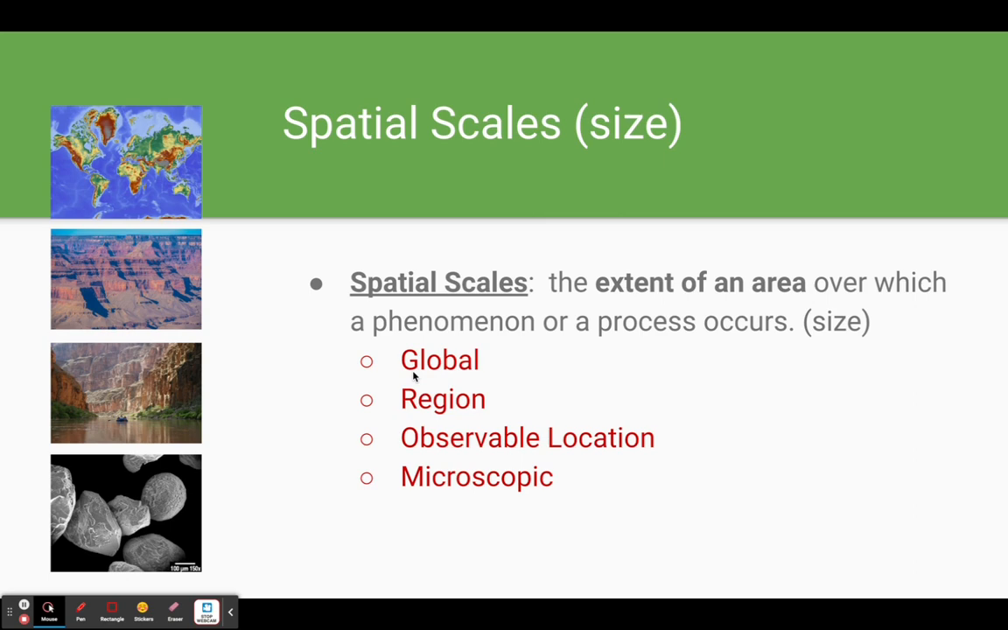You'll start on the left-hand side of your paper by writing these four pieces down. You'll write the word global, region, observable location, and microscopic. Go ahead and pause the video and unpause when you're ready.